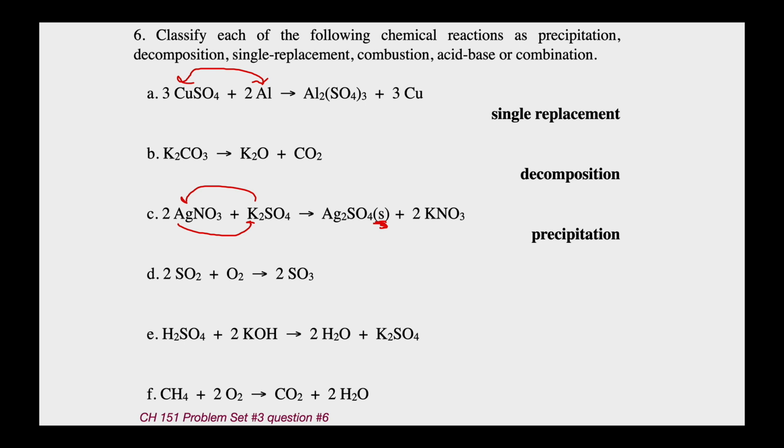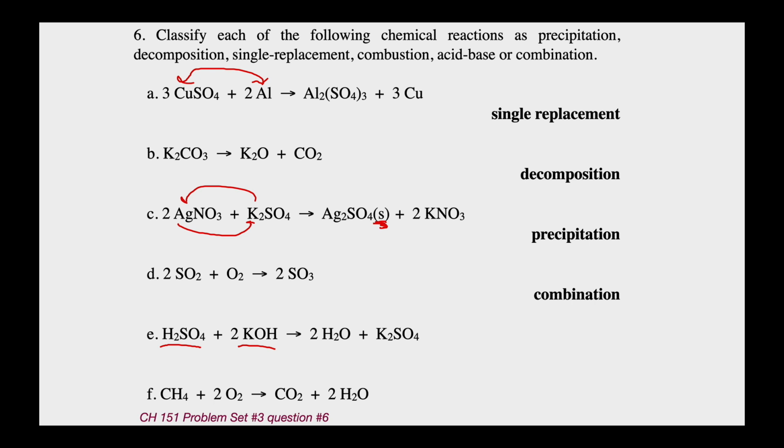On D, there's only one product. And on B, we saw that only one reactant means decomposition. If there's only one product, that means that 2 or more smaller pieces are combining to make a bigger piece. And that's what's happening here. SO3 is being formed from SO2 and oxygen. This is called a combination reaction. So decomposition has only one reactant. A combination reaction has only one product. So that's pretty chill. E, we have sulfuric acid and potassium hydroxide.